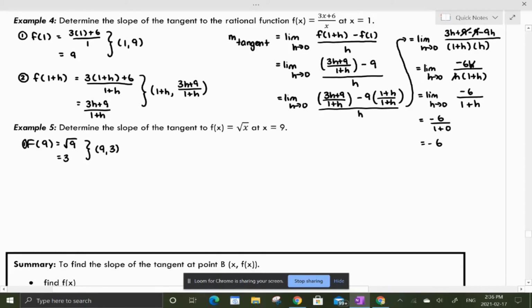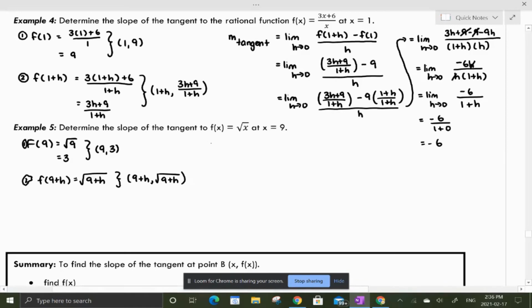And then the next part is to figure out my point relative to 9 plus h, right? We want to create that second point for our purposes here. So I'm going to have f of 9 plus h, and that's just going to give me the square root of 9 plus h. Unfortunately, that doesn't simplify, so it's going to be the square root of 9 plus h. So now that I've gotten my two points to help me out, I'm going to start off my third step, which is going to be figuring out my tangent, or the slope of my tangent, my apologies.